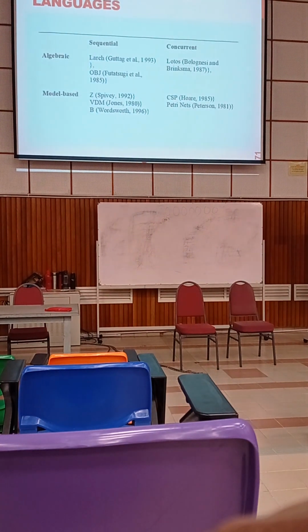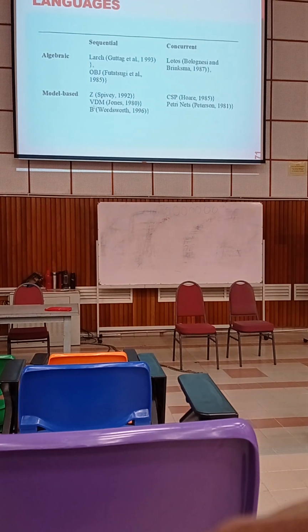Okay, these are the examples. For algebraic, you need to know a few examples. Of course, I don't ask you to memorize, I don't ask for examples in the exam. Model based: Z, VDM, B, a lot of examples. These ones are model based. And you know what? Our UMT has a course called Formal Methods, which needs to be taken by software engineering students. We use Z schema, Z. Z is under sequential, the other kind is concurrent. So these are languages, same as programming languages. So this is a mathematical language.